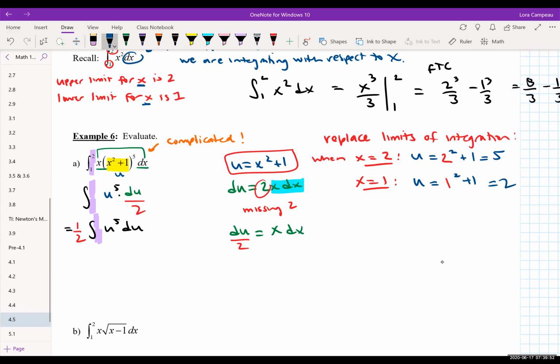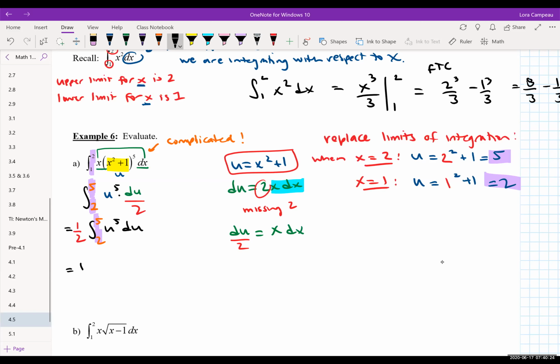So what I can do is take those limits of integration, and if I've changed everything to u, I replace them back in. So what does that look like? I've got to color code a little bit. I'll try to use orange or something. Upper limit's now a 5, lower limit is now a 2. And so now what I can do is integrate as usual. I get an answer. So let's have fun with that.